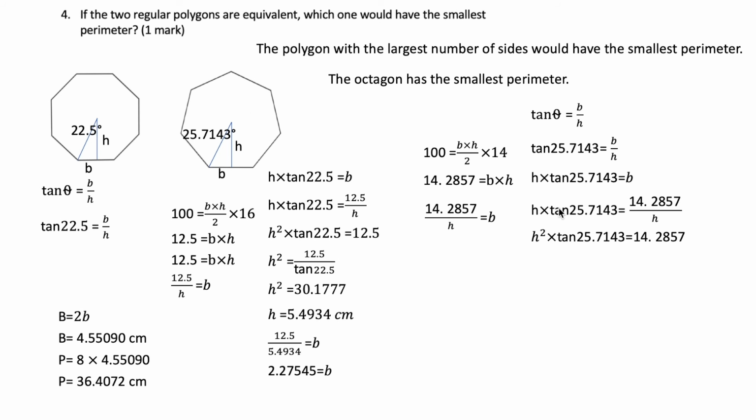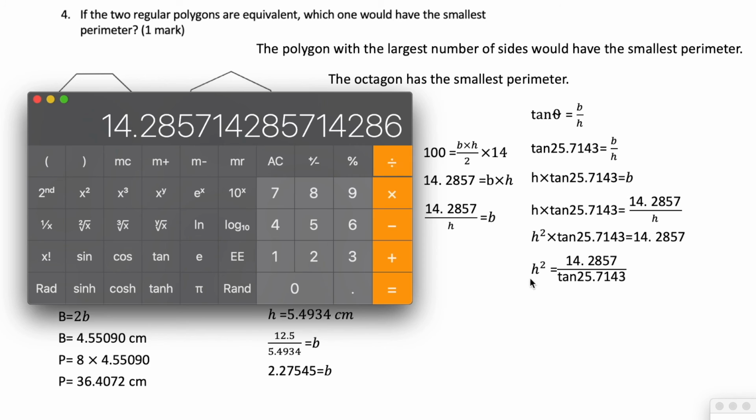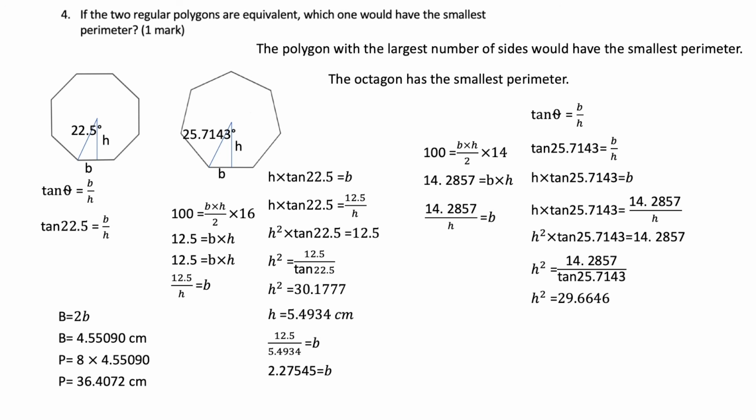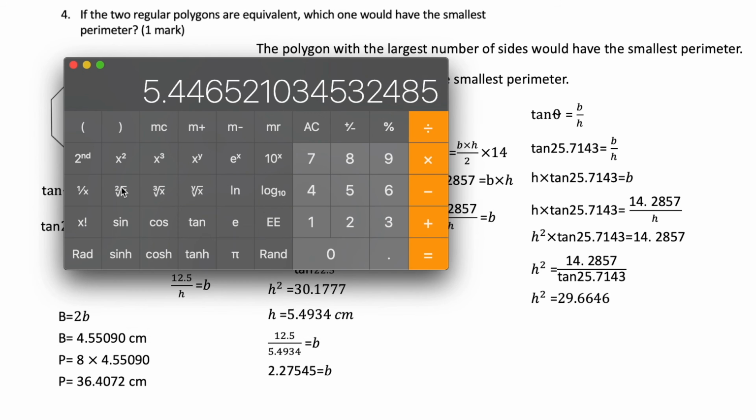I'm going to cross multiply the h, and so we have h squared times tangent of 25.7143 is equal to 14.2857. Divide the 14.2857 by the tangent of 25.7143 is equal to our h squared, and that is 29.6645 is our h squared. Our h is just going to be the square root of that, and that gives us 5.4465 centimeters.